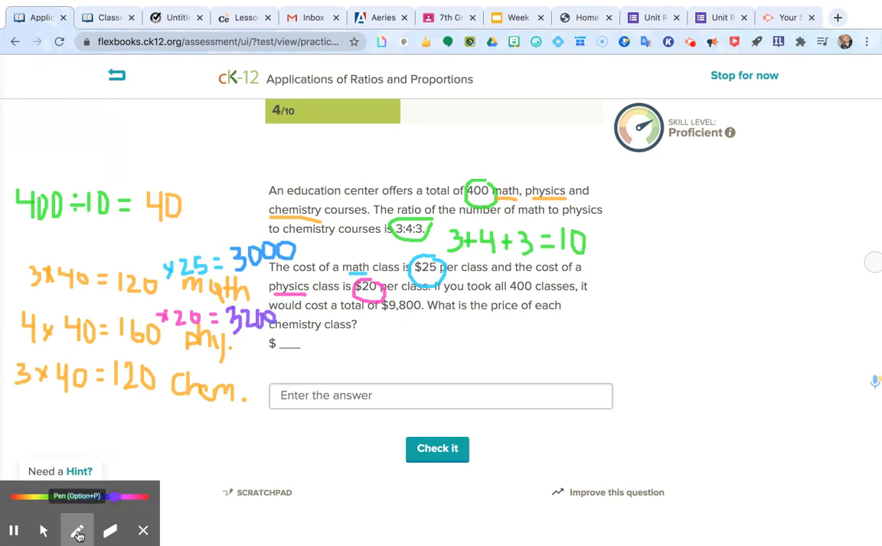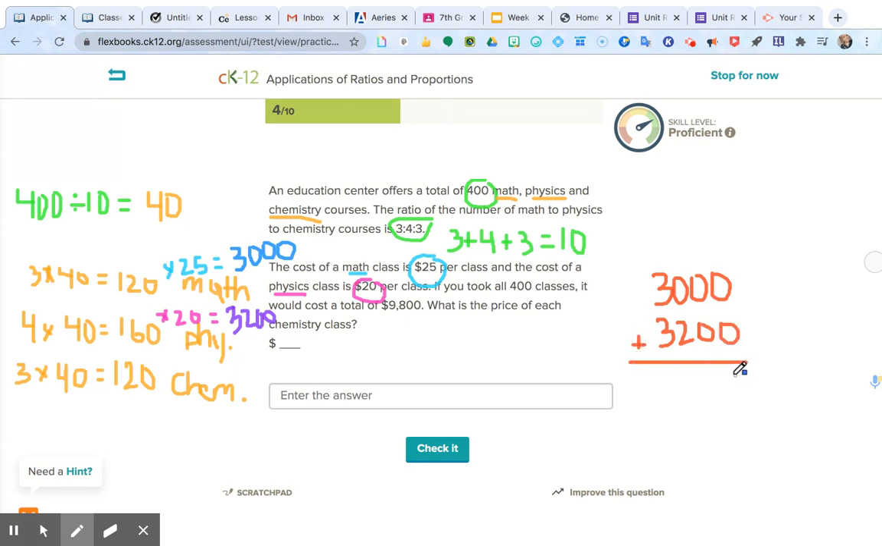All right, so I'm going to add those together. So let's use red. Okay, so I'm going to add the 3,000 for the cost of the math classes plus 3,200, which was the cost of the physics classes, and I get 6,200. So that's how much the math and the physics cost.